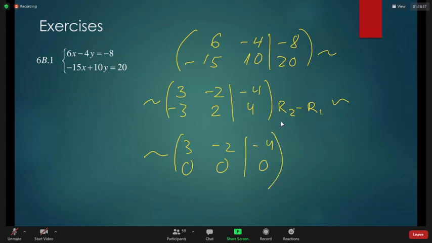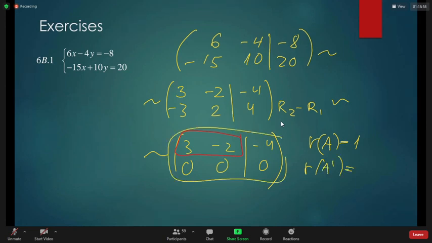So what does this mean? The rank of the matrix A is 1, because there's only one row consisting of non-zeros. So the rank of the system matrix is determined by this row. The rank of the augmented matrix, the full matrix, well, if we look at the full matrix, the rank is also 1. But the number of variables is 2. So 2 minus 1 is 1. Of course, there's one possible constant to choose.